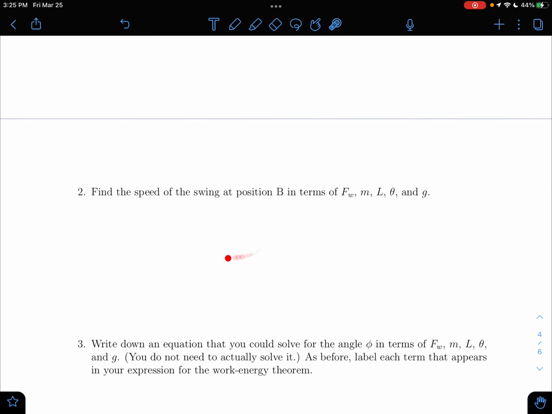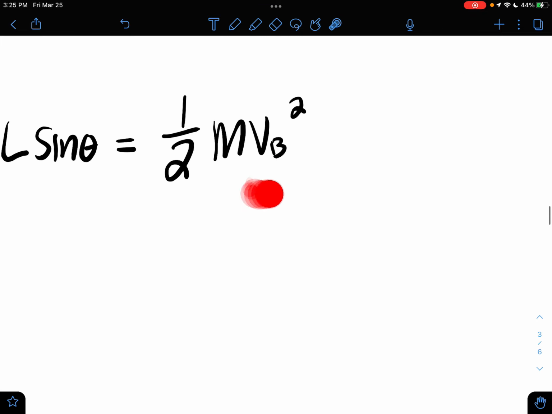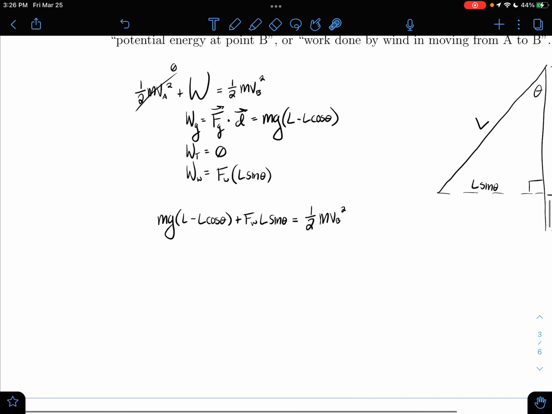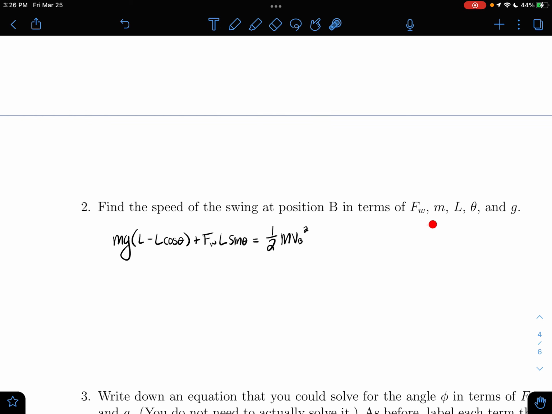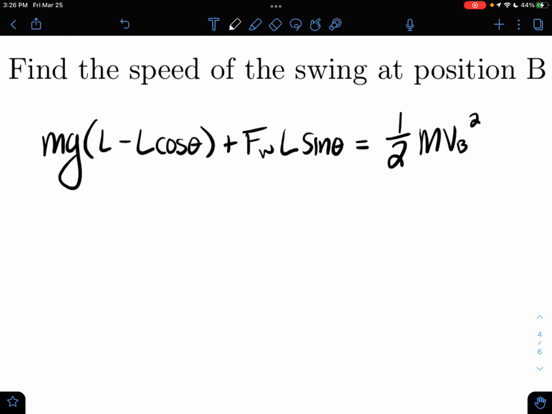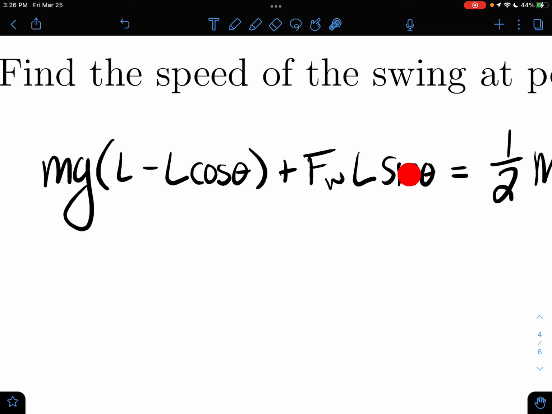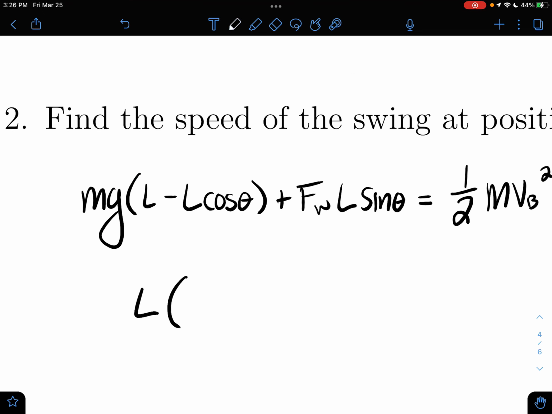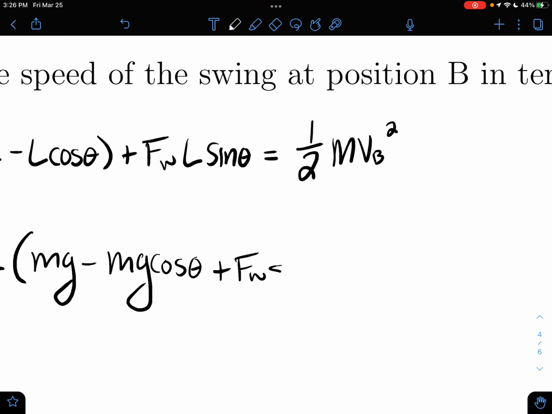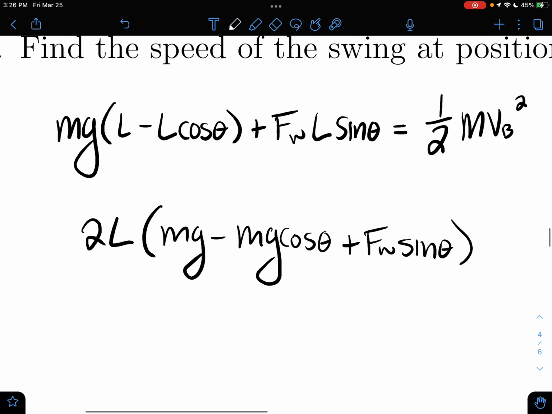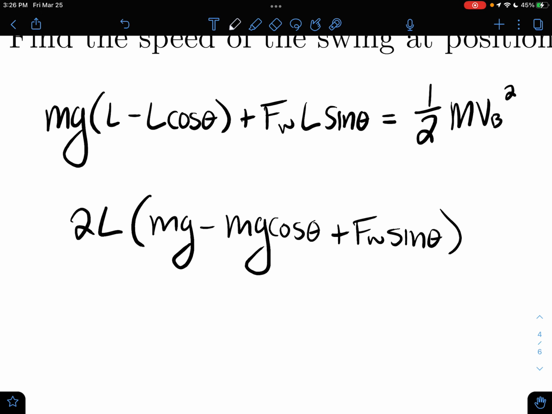Now we're finding our speed of the swing at position B. It's asking for the speed, so that's going to be the magnitude of our velocity, which is in this equation. Let's solve for VB, because it needs to be in terms of Fw, m, L, theta, and g. It's just algebra, so I'm going to distribute this in and then factor out the L. So L comes out, and then it's mg minus mg cosine theta plus force of the wind, sine theta, and I'm going to multiply by 2 on both sides, and divide by m on both sides, and that equals VB squared.